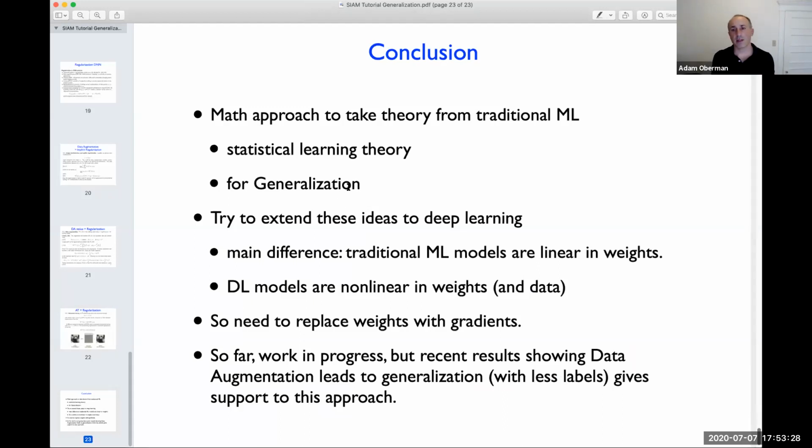The approach, this mathematical approach, is to take theory from traditional machine learning, statistical learning theory, and try to extend it into deep learning. And the big challenge is that our models are no longer linear in the weights. But we do have a lot of experience in PDEs and scientific computing with dealing with nonlinearities, proving things are still well posed, even if your models are nonlinear. And so the hope is that this may go through. It's still a work in progress, but this new work that shows data augmentation is actually important for generalization gives some support to this approach.